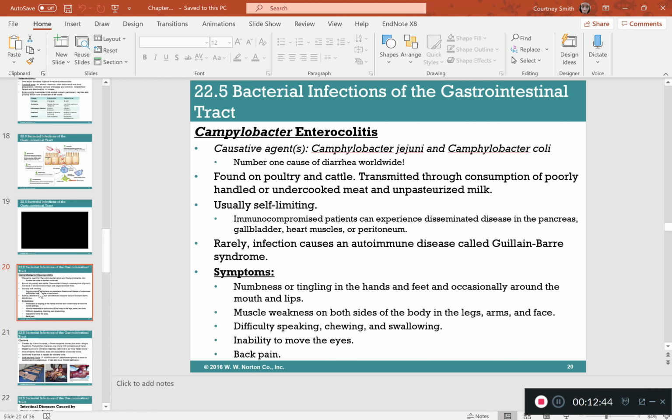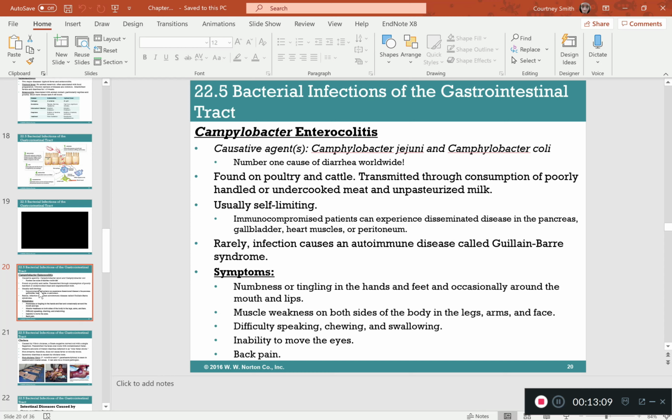So Campylobacter enterocolitis, this is the number one cause of diarrhea. It is commonly found in contaminated food products, specifically cattle and poultry. So what will happen is that the food will be handled incorrectly, or you'll eat it undercooked, primarily with chicken in terms of undercooked meat, or through unpasteurized milk from cattle.